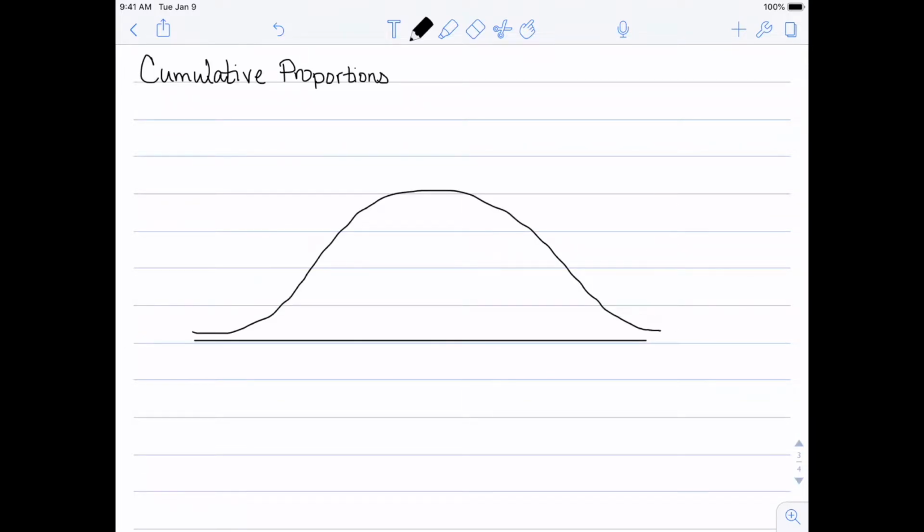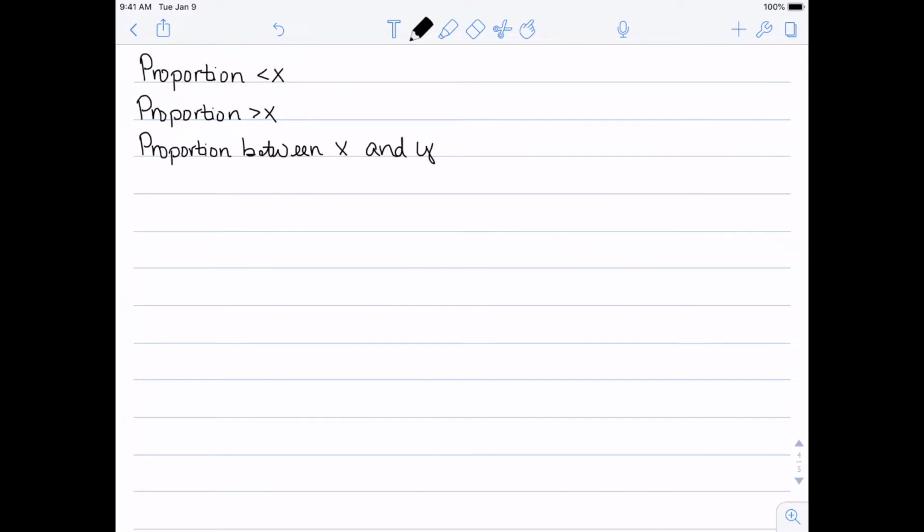Technology does give us what's called cumulative proportions. What that means is, here is my very, very rough sketch of a normal distribution, and if we give it a particular value x, the cumulative proportion gives us the proportion that's underneath that. Before we actually start doing examples, we're going to look at how to find other types of proportions. There are 3 total types of proportions that we can do: proportions that are less than x, proportions that are greater than x, or proportions that are between x and y.